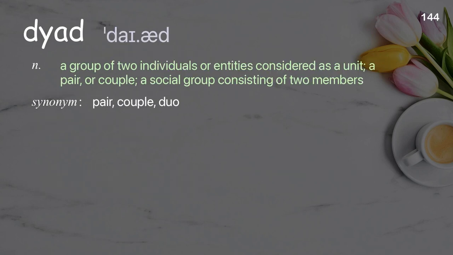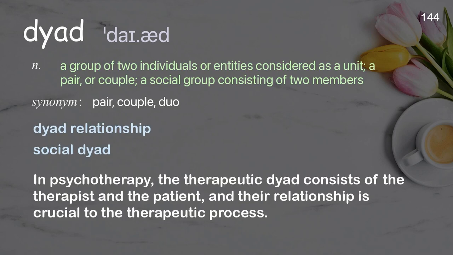Dyad. A group of two individuals or entities considered as a unit, a pair, or couple, a social group consisting of two members. Examples: dyad relationship, social dyad. In psychotherapy, the therapeutic dyad consists of the therapist and the patient, and their relationship is crucial to the therapeutic process.